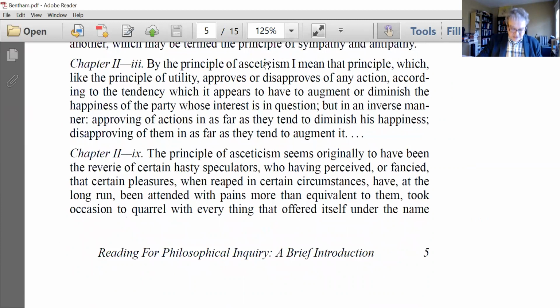By the principle of asceticism, what he means is approving of actions in as far as they tend to diminish his happiness, disapproving of them in as far as they tend to augment it. So what he's saying here, asceticism is the opposite of the principle of utility. The principle of asceticism says something is good if it diminishes happiness, and the principle of utility says that something is good if it increases happiness. Okay, so it's the direct opposite.